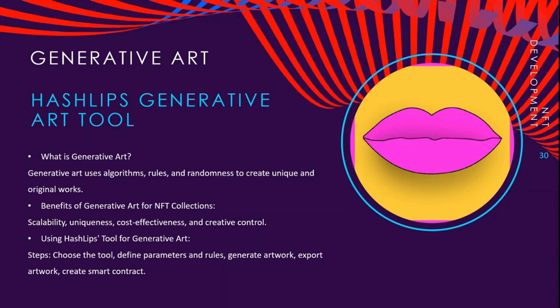Now let's talk about generative art. Most projects like CryptoPunks or Bored Ape Yacht Club are a huge amount of NFTs, let's say 10,000s of NFTs. And it's very difficult to create this art manually one by one. So normally, these projects use some kind of generative art tool.